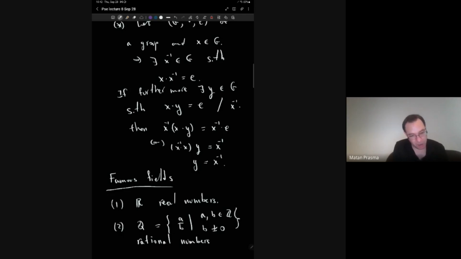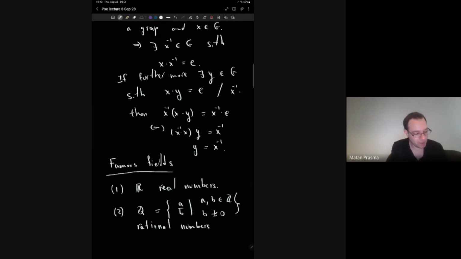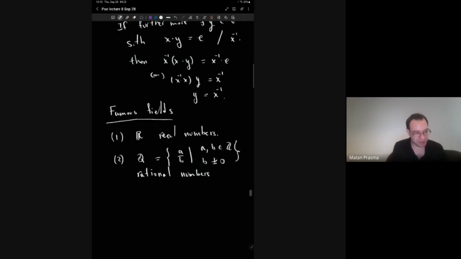And you know from elementary school that you can add two fractions and get another fraction, and you can multiply two fractions and get another fraction. And these operations are associative and so on. You have an inverse. The additive inverse is just putting minus, and the multiplicative inverse of a generalized fraction is you invert the order of A and B. So the inverse of A over B is B over A. So this is another field.